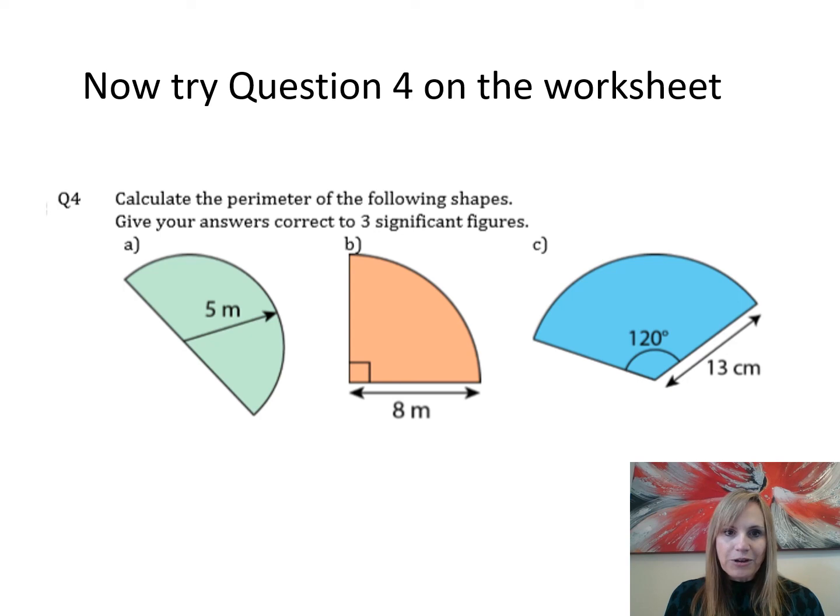Now, if you're happy to have a go at those, you can try the last question on the worksheet. Now, the first two, you haven't been given an angle, but the first one, half a circle is 180 degrees. So your fraction is 180 divided by 360 times pi d plus 5 plus 5. The second one, you've been given a quarter of a circle, which is 90 degrees. So the fraction is 90 over 360 times pi d, and the diameter would be 16, plus 8 plus 8. And the last one, 120 over 360 times pi times the diameter, which would be 26, plus 13 plus 13.